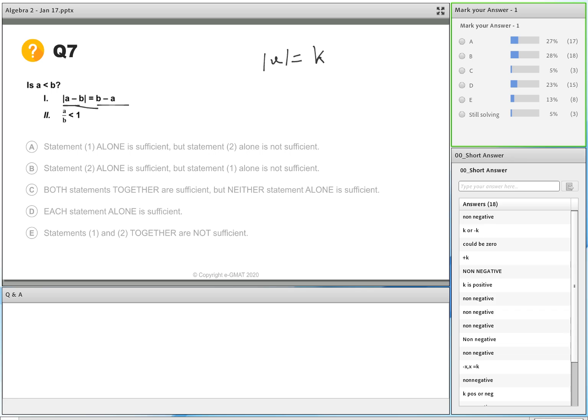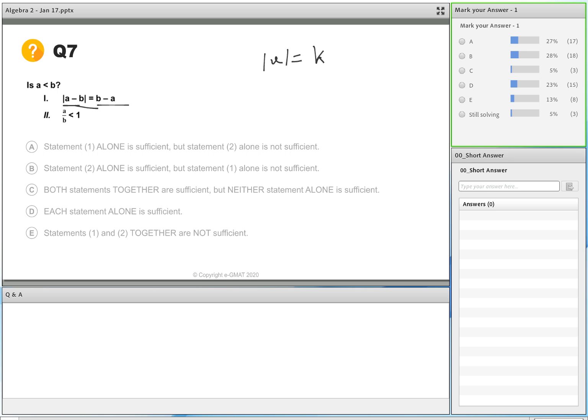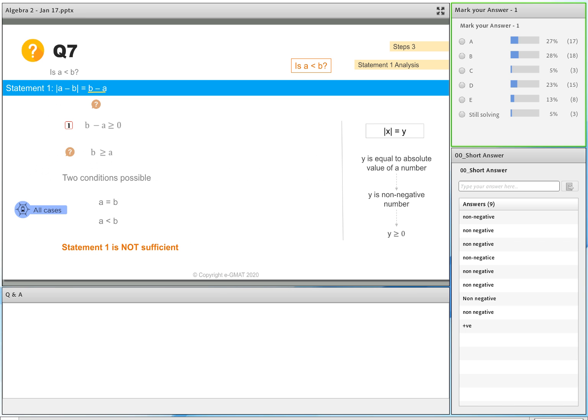So I'm going to clear all the answers over here. Tell me, what is B minus A? Negative, non-negative, or positive? Absolutely correct. It's a non-negative number, right? So B minus A is a non-negative number. That means it's greater than or equal to 0.